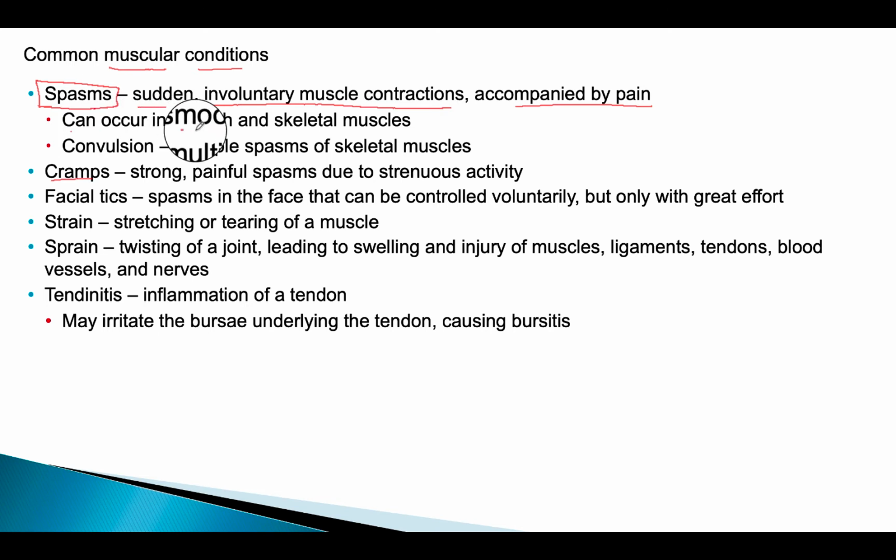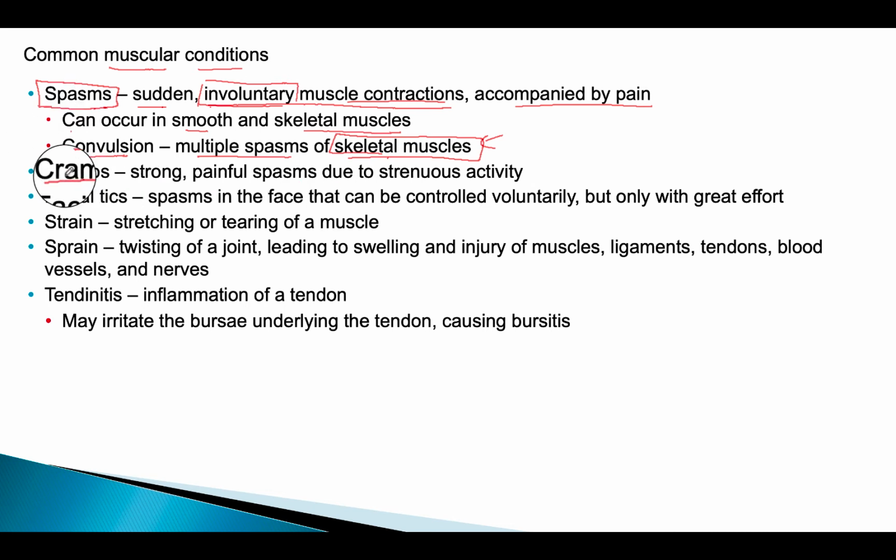So spasms can occur in smooth and skeletal muscles. Convulsions are multiple spasms of your skeletal muscles. So when a person is convulsing, right, that means that there is multiple contraction of the skeletal muscles uncontrollably, right? So that's what's happening with spasms over here. Remember, spasm is sudden and involuntary. You have no control over these contractions over here, even though it is the skeletal muscles.